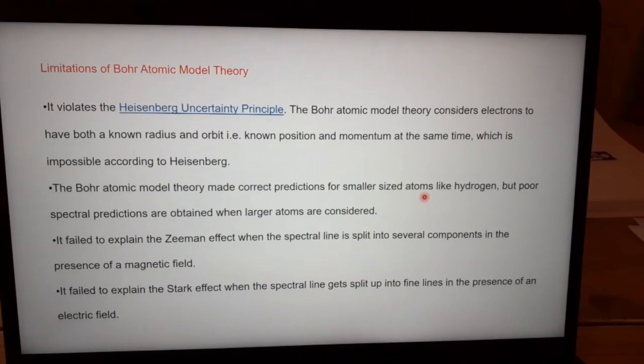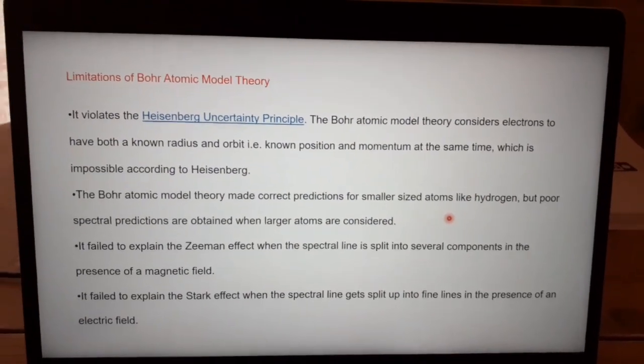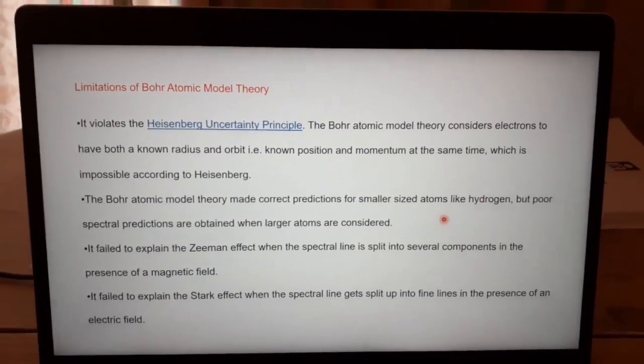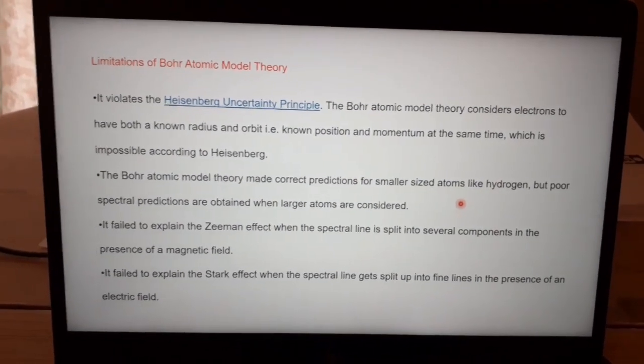So it can only predict hydrogen atomic systems. No other elemental or atomic model can be analyzed by Bohr atomic theory.